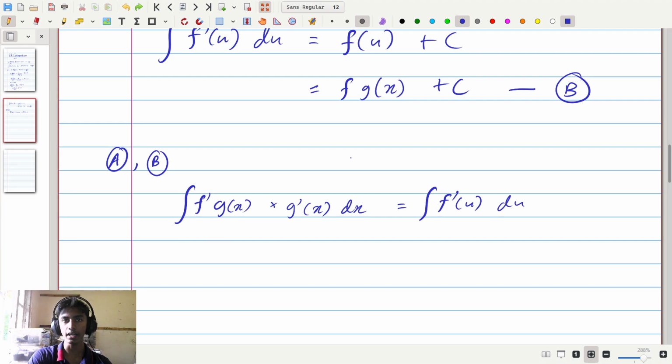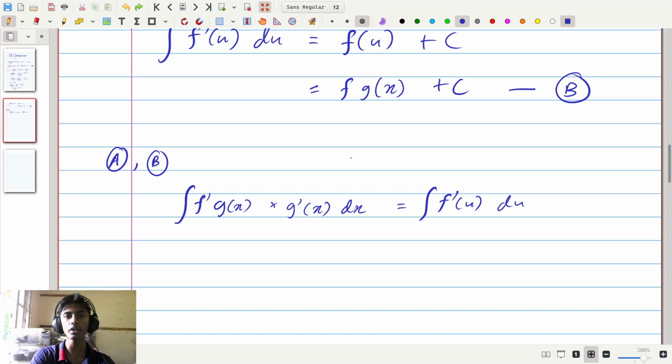The basic idea is that it would generally be much easier to find the integral of f prime of u with respect to u rather than finding the integral of f prime of g of x times g prime of x with respect to x, mostly because it would be difficult to identify that we do in fact have the g prime of x in the form of f prime of g of x times g prime of x. However, if we find the correct substitution, we can make this integral simpler as the integral of f prime of u with respect to u, which we can then notice is just simply f of u plus c.